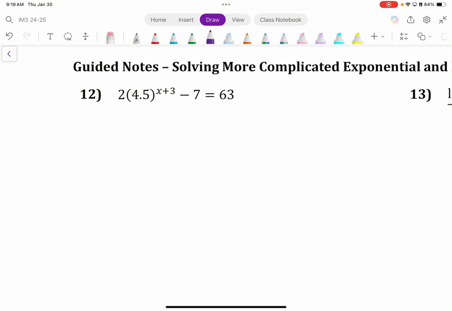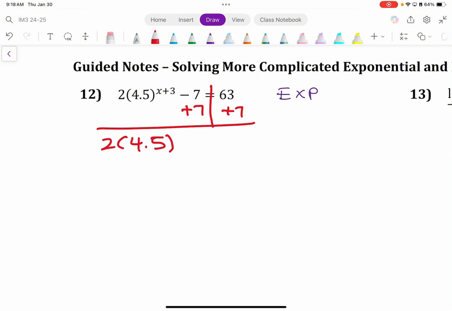So here we're starting from an exponential form, and we want to go to logarithm. But before we do that, we can't just switch from exponential to logarithm without cleaning this up. What do I mean by that? So you have a negative 7 right there that we need to add to the other side. This becomes 2 parentheses 4.5 to the x plus 3 equals 70.